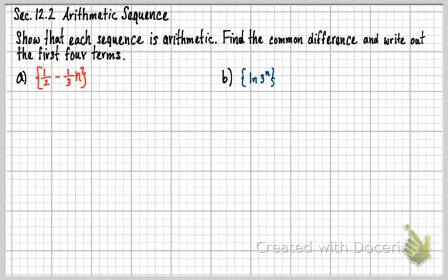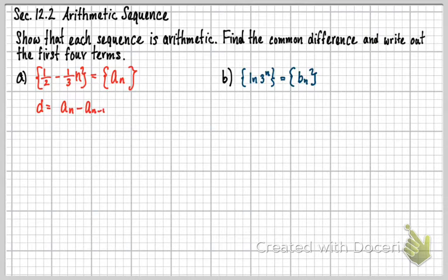So to do this, essentially we're using the formula d equals a sub n minus a sub n minus 1 is actually a constant. So that's what we have to show here. For instance, if I call this my sequence a sub n, and I'll call this one b sub n, just so we have names for them.